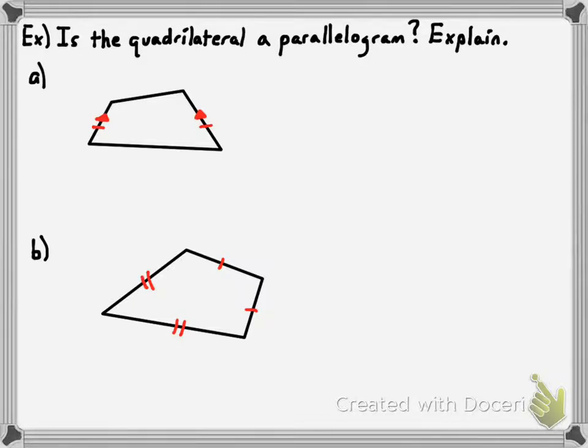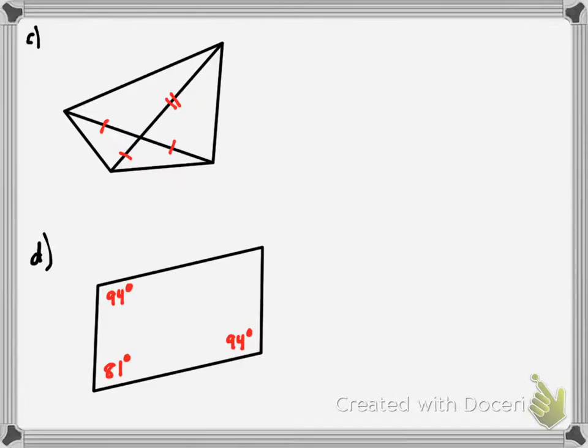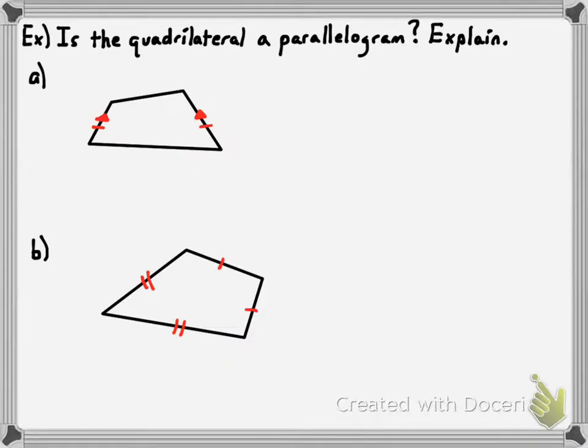Explain. And what I've done in each of these 4 pictures, let's just look at these 2 for right now, but there's 4 of them total, is I've given you measurements or relationships between measurements, and I'm asking you to use those in order to explain, yes, this is a parallelogram, or no, this quadrilateral is not a parallelogram. And let's start with part A.